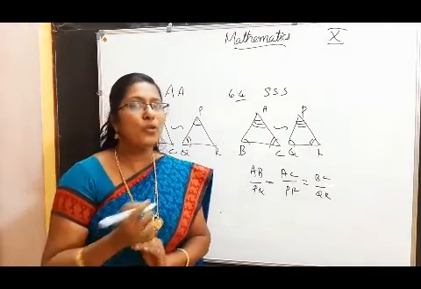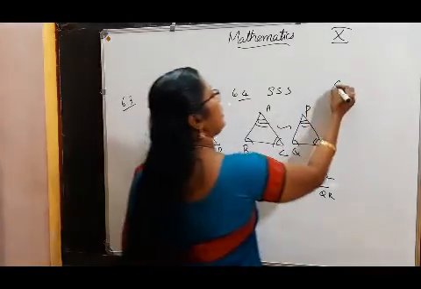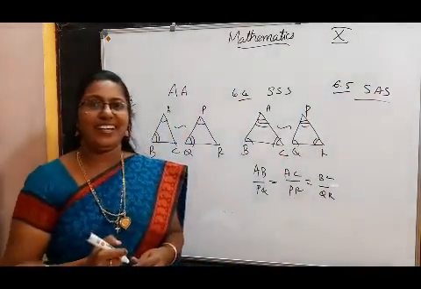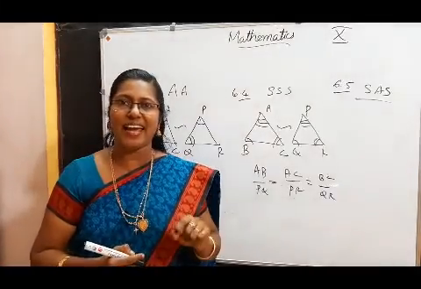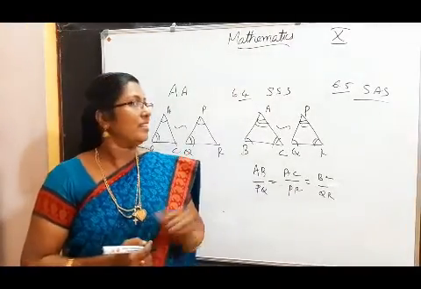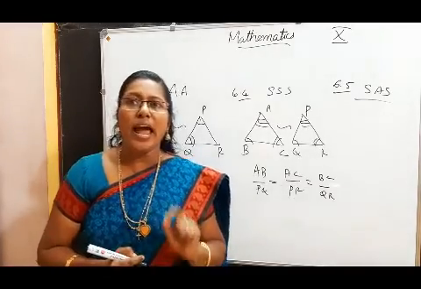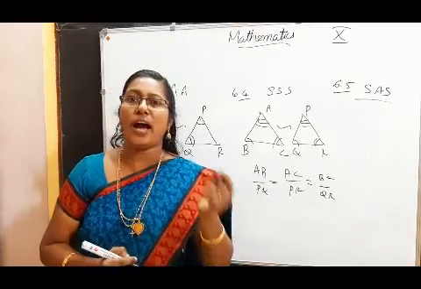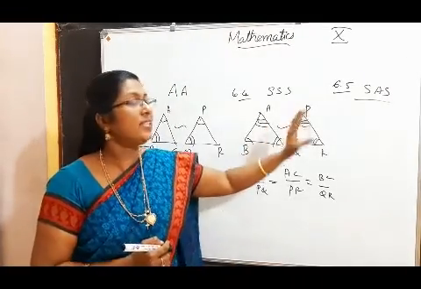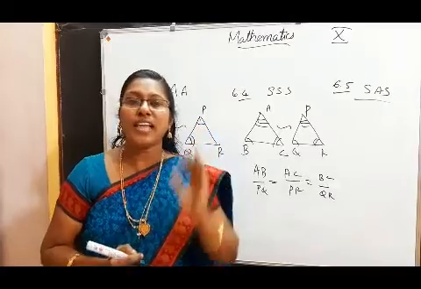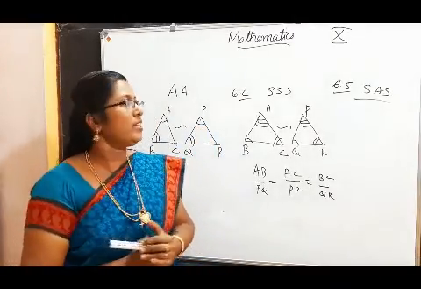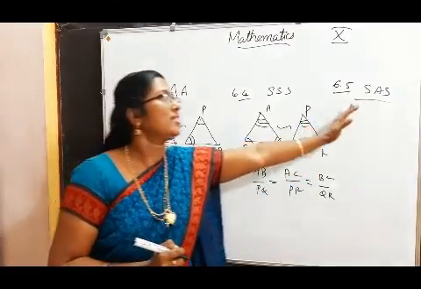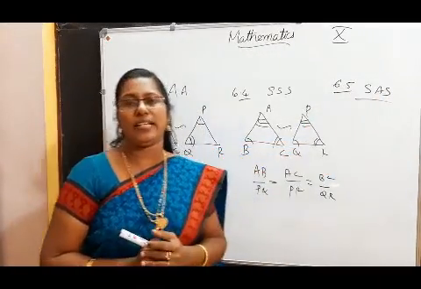One more criterion, theorem 6.5. The SAS similarity criterion. SAS, that means side, angle, side. The theorem says, if one angle of a triangle is equal to one angle of another triangle and their including sides are in the same ratio or proportional, then the 2 triangles are similar. This similarity criterion is side, angle, side, the SAS similarity criterion.